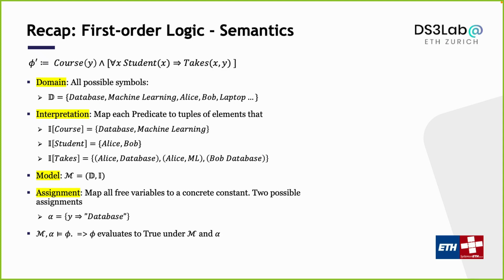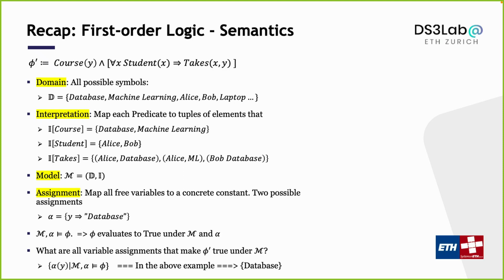And given this, we can start to do interesting things. For example, now we have the model, we have the assignment, and we have this formula, right? Find me all the variable assignments that make this formula true under this model. This is something you are able to write down precisely at this moment, right? How to write it down? Yeah, it's this set. I'm giving you all the assignments such that this formula is true under this model and this assignment, right? In this case, that's going to give you database, because that's the only possible assignment on y that makes phi true.